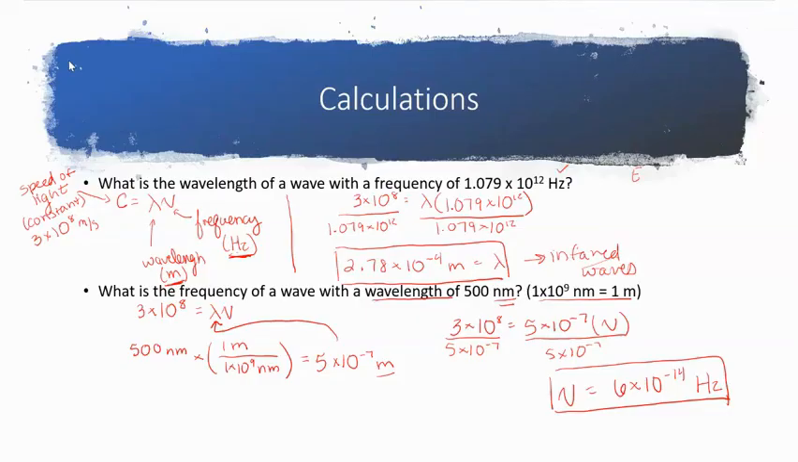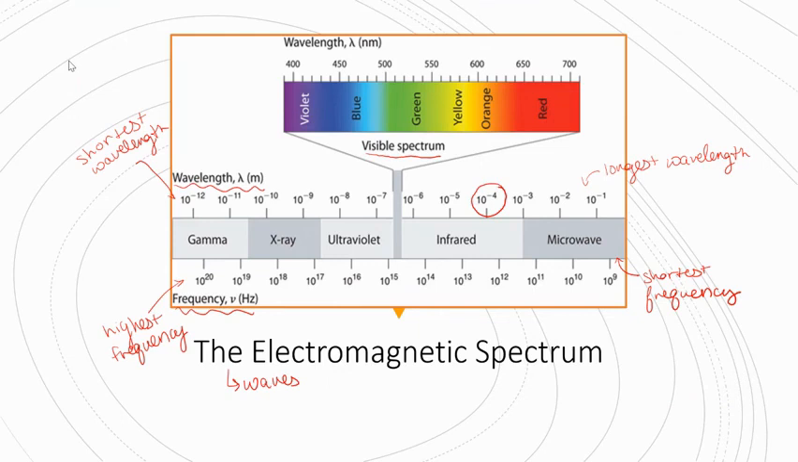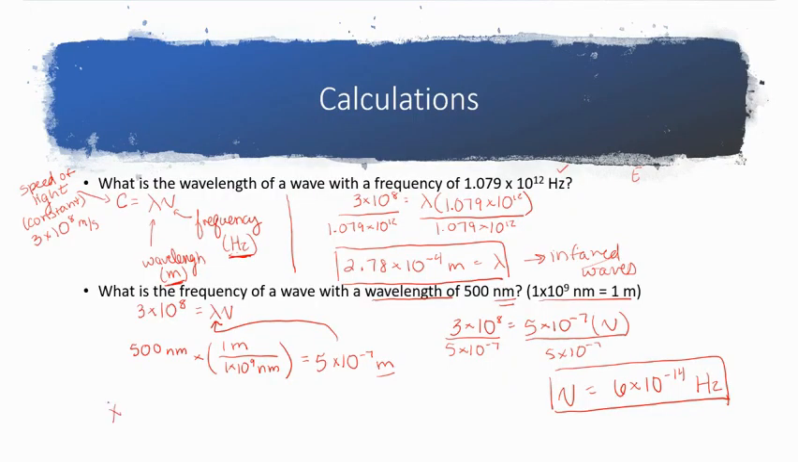If we wanted to, just like our previous example, we could go back to our electromagnetic spectrum and see what type of wave this is. Here, our wavelength was 500 nanometers, or 5 times 10 to the negative 7 meters. And we are going to see that this lines up with our visible spectrum. 500 nanometers exactly is going to line up with green light. Okay, so we have this wavelength and a frequency. We know that we are emitting green light. Okay. I hope this helps.